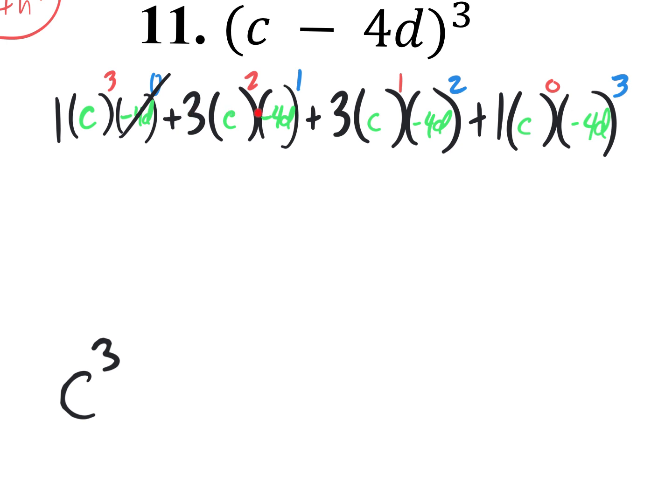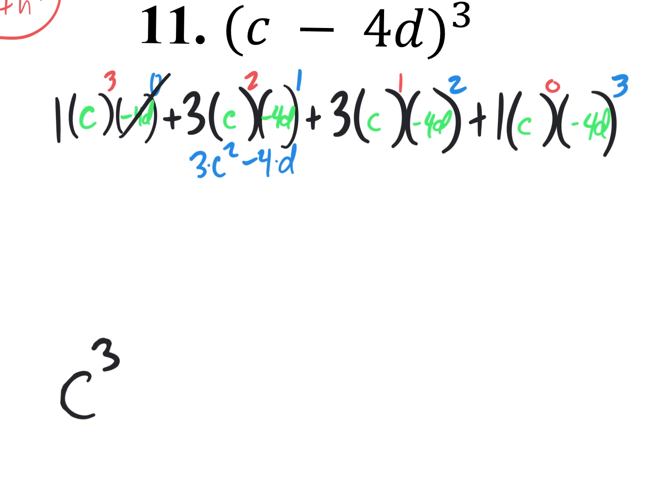Now, your second term, you have 3 times C squared. If you want, you could write that out. You could write 3C squared or 3 times C squared. And then over here, you have negative 4D to the 1st power. That's really a negative 4D, right? So that's really a negative 4 times D.